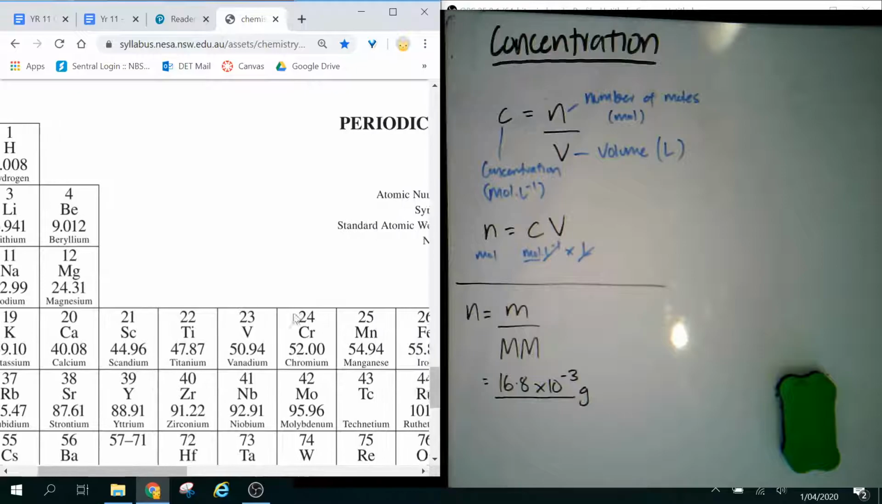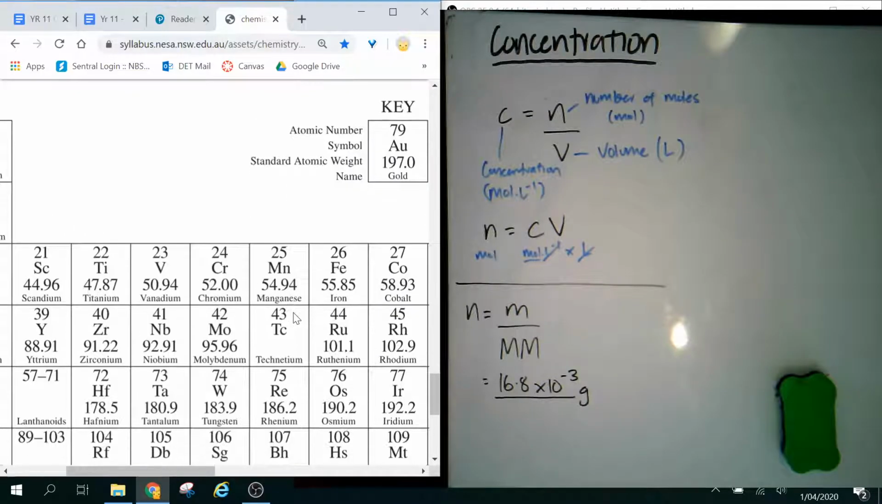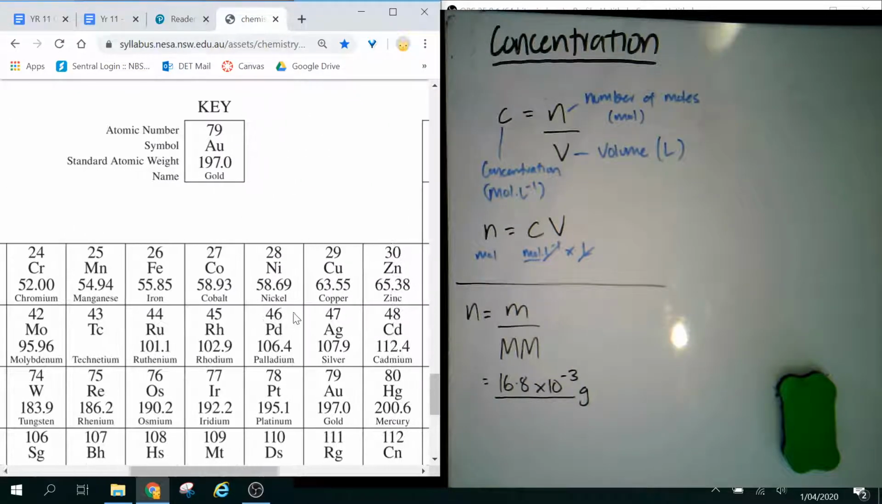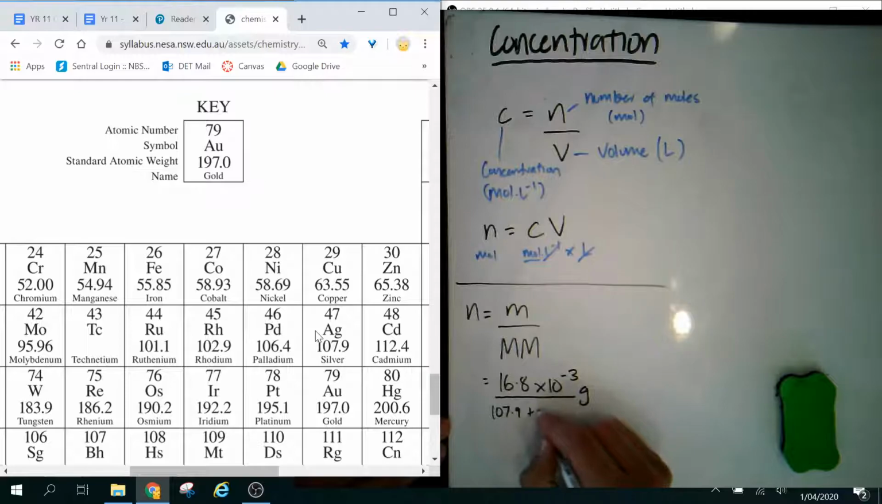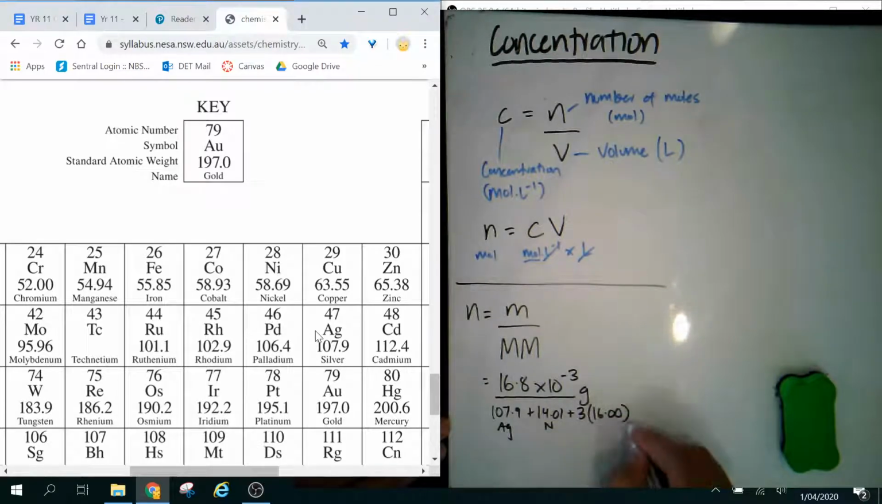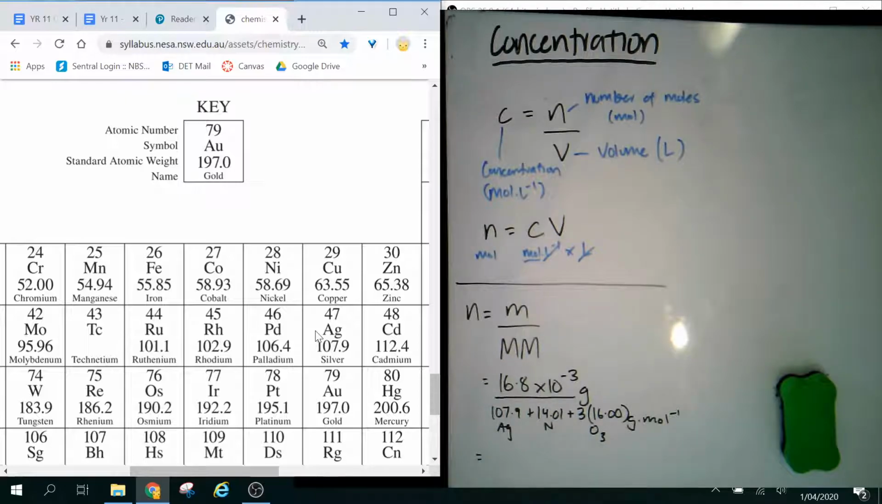Now silver's 1 plus, and it goes with 1 nitrate. So there's silver there, it's 107.9. Nitrogen is 14.01, so this is our silver, our nitrogen, plus 3 oxygens, so 3 times 16.00, and this is in grams per mole. This is AgNO3. I'm just going to calculate that really quickly.